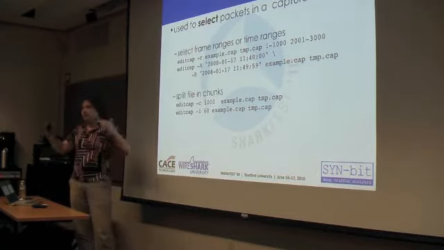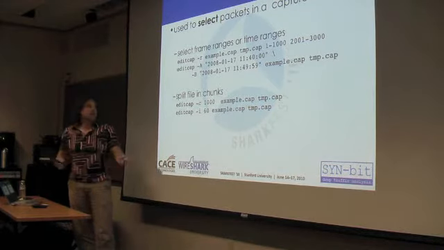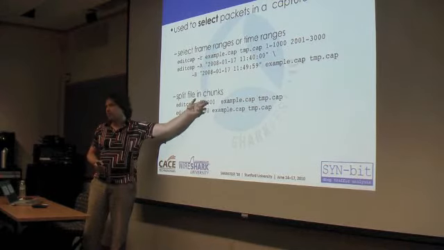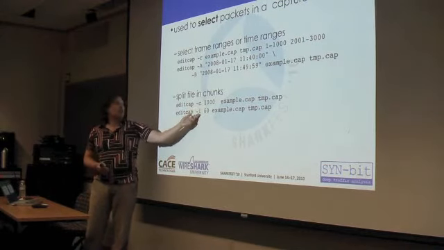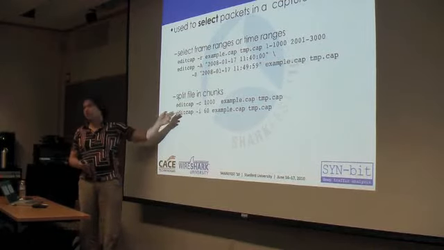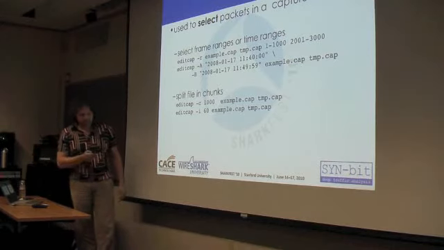And then you can also use it to split files in chunks. If you have a very big capture file and it doesn't read in Wireshark or it doesn't read in Tshark, just use editcap -c for the amount of packets that you want in each file, or -i if you want to use intervals. This is a 60-second interval, so it gives you files with 1 minute of data each.